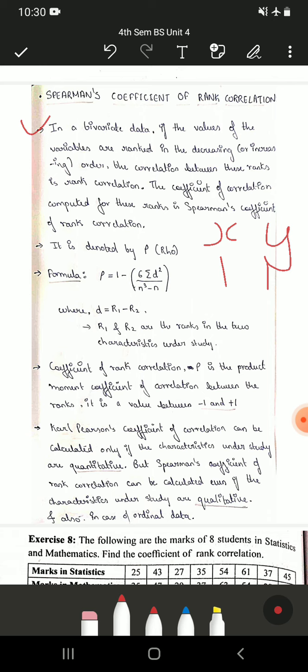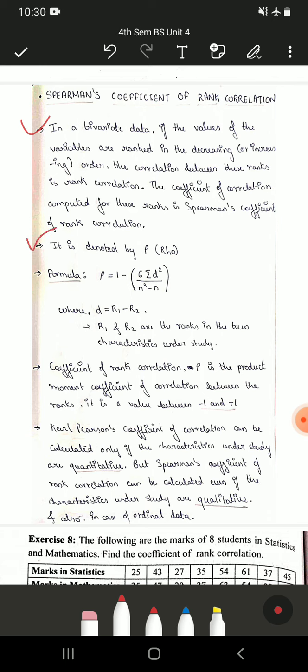So you are going to assign ranks, that is first, second, third, based on an order that is either in decreasing order or increasing order. So you're going to assign ranks for each of the variables, and then you're going to calculate the correlation between the ranks. So that is called rank correlation, and the coefficient of correlation computed for these ranks is called Spearman's coefficient of rank correlation. You'll understand it better while solving problems.